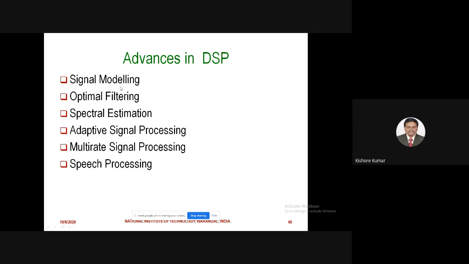So signal modeling, optimal filtering, then spectral estimation. In spectral estimation, as I said, there are two types: parametric and non-parametric. In the non-parametric approach, we can use different types of advanced window techniques like the Bartlett window, the Welch method, and the Blackman-Tukey approaches.